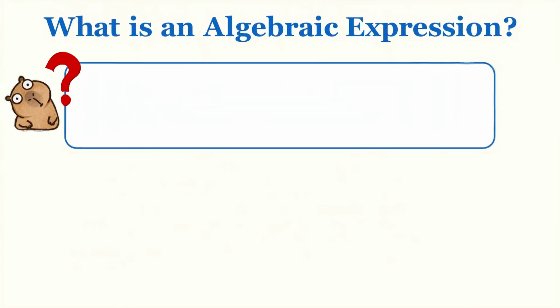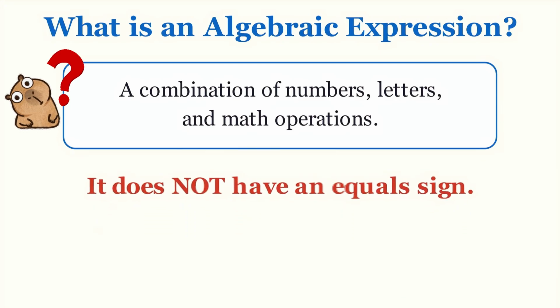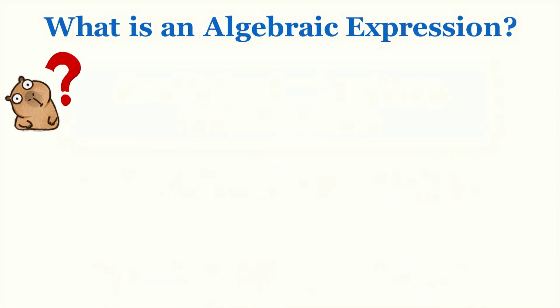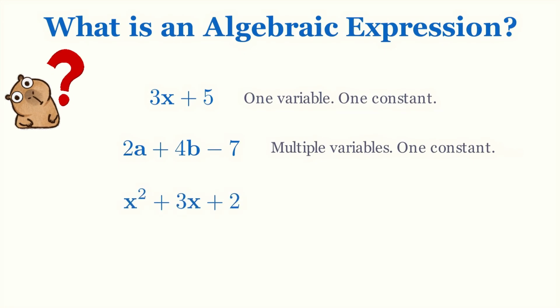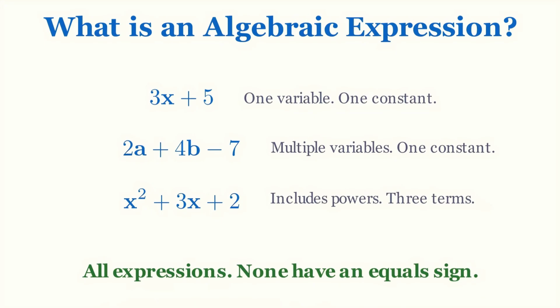Let's go. An algebraic expression is just numbers, letters, and math operations hanging out together. The one rule, no equals sign. The second you see an equals sign, congrats, it's now an equation, and that's a different video. Here are 3 expressions: 3x plus 5, 2a plus 4b minus 7, and x squared plus 3x plus 2. None of them have an equals sign. All of them are expressions.